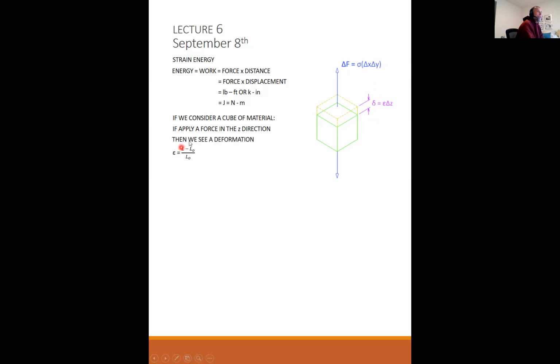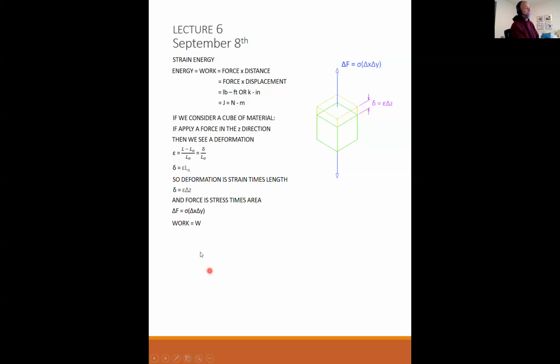So strain is the new length minus the original length over the original length, which is equal to delta over the original length. So delta is equal to strain times the original length. So the deformation is strain times length. So delta is equal to strain times delta Z, because the original length of this cube is delta Z. And the force is stress times area. So delta F is the force, sigma times delta X, delta Y.